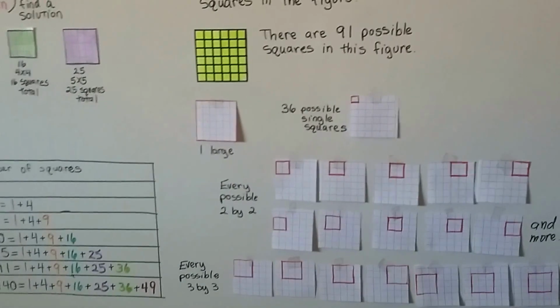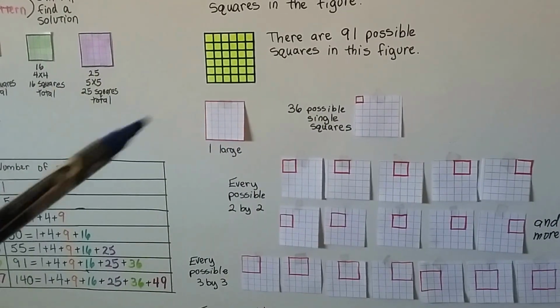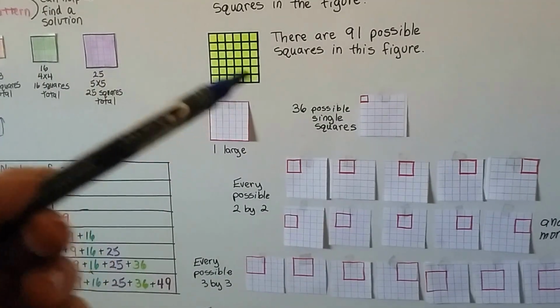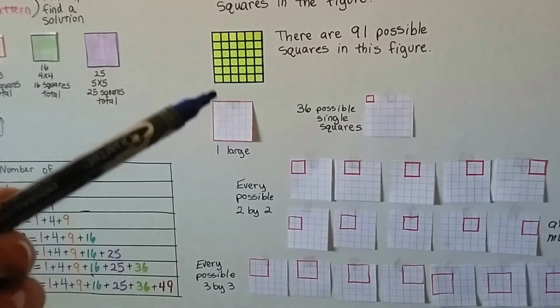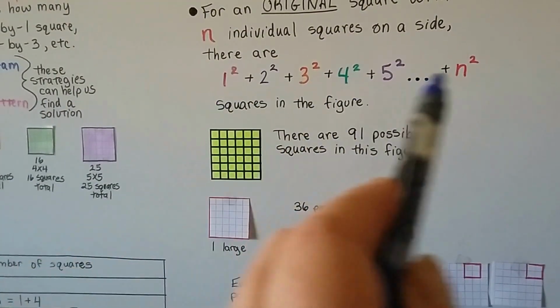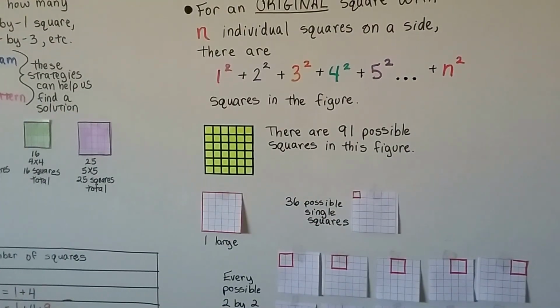Isn't that amazing? So if you ever see a square like this and it's in a puzzle book and it says how many squares are here, if it's in units like this with the same amount going across and down, you'll be able to use this formula as a template to figure out how many squares are in the figure.